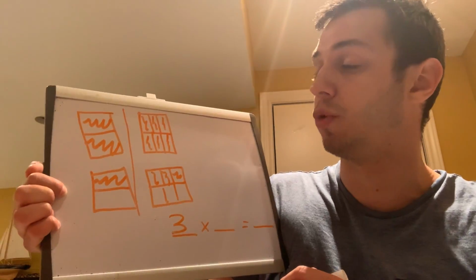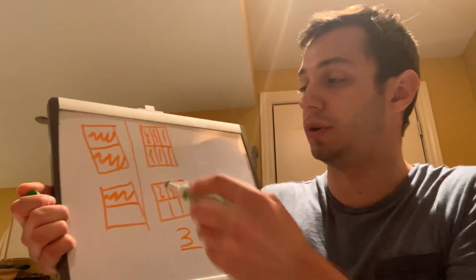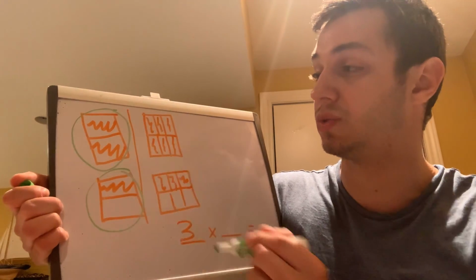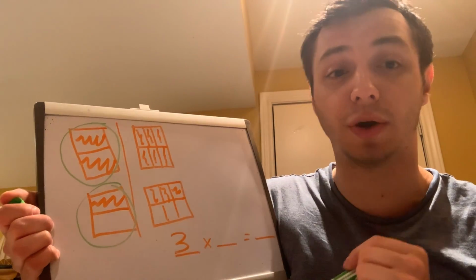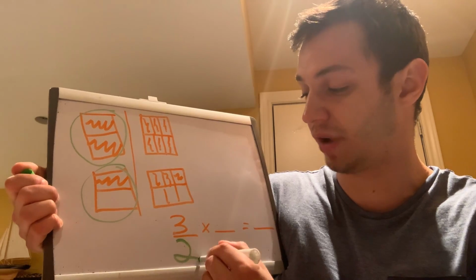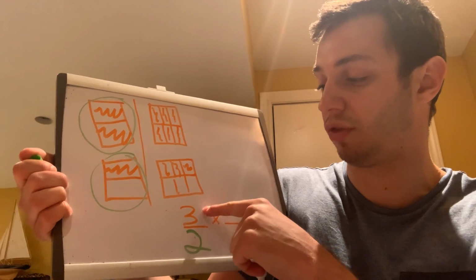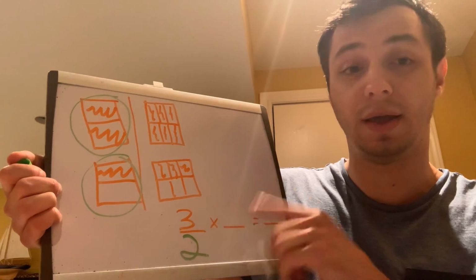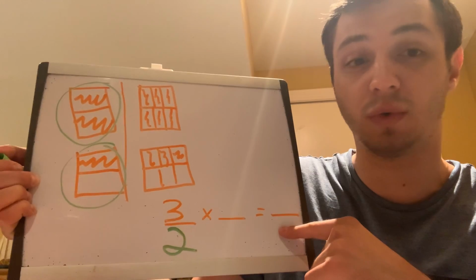Our bottom number will be how many parts are in 1 unit. I'll use a different color here to show you that this is 1 unit, and this is 1 unit as well. So we can count that there are 1, 2 parts in 1 unit. So 2 will be the bottom number in my fraction. So the fraction for the first image will be 3 over 2. We'll leave this next blank alone, and then we'll go to this last blank that comes after the equal sign.